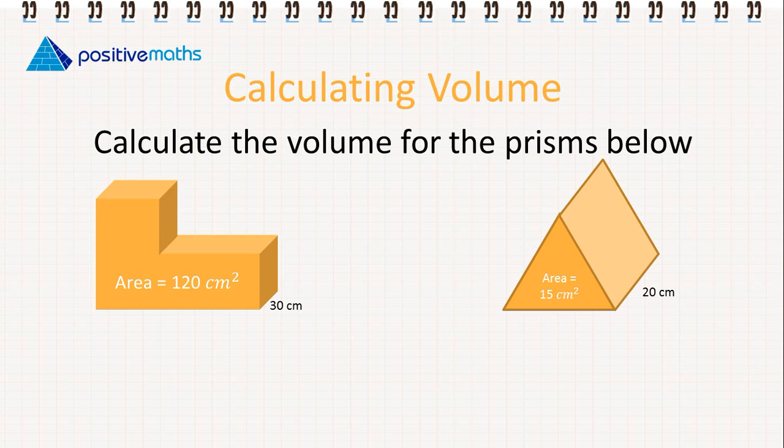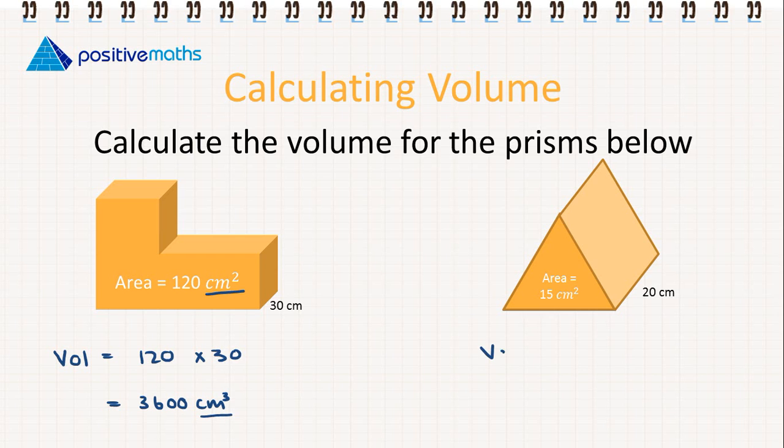So let's work on calculating the following volumes. So our first shape, we're already given the area of the cross section. So the area is equal to 120 centimeters squared. And we're given the length is equal to 30 centimeters. So therefore our volume is going to be equal to 120 multiplied by 30. So it's going to be 3,600 centimeters cubed. So again, remembering area is centimeters squared, volume centimeters cubed.